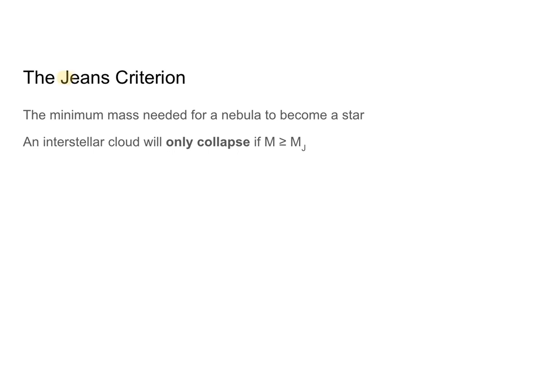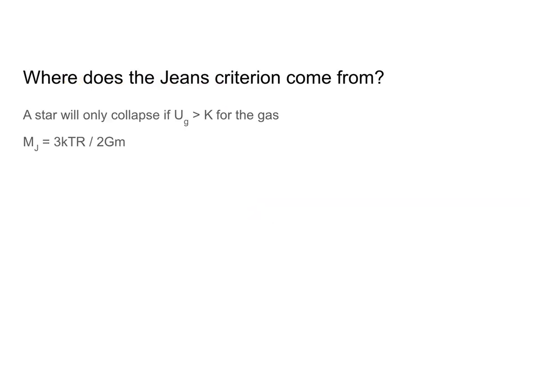So the Jeans criterion tells us the minimum mass needed for a nebula to become a star. We will only have the nebula collapse into a star if the mass of the clump, M, is bigger than the Jeans mass, the Jeans criterion. But where does the Jeans criterion come from?